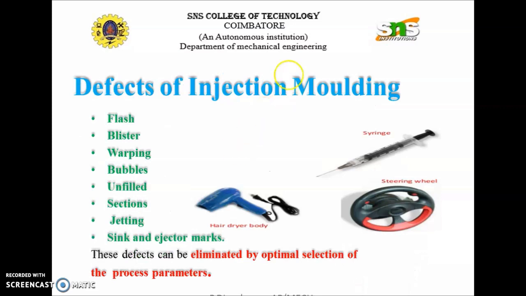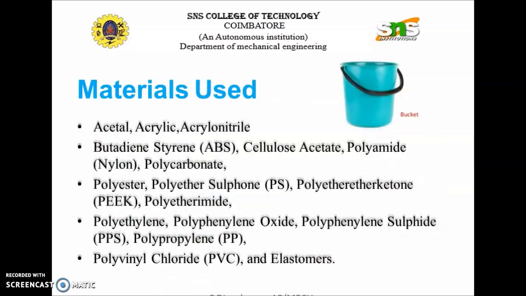Next, defects of injection molding. Some of the defects of injection molding are flash, blister, warping, bubbles, unfilled sections, jetting, shrinkage, and ejection marks. These defects can be eliminated by optimal selection of the various process parameters, which were discussed in the previous slide.